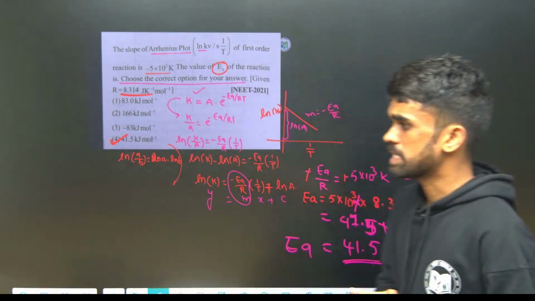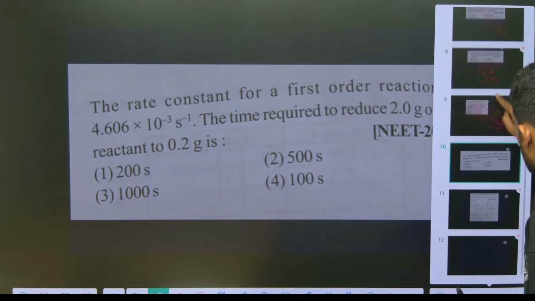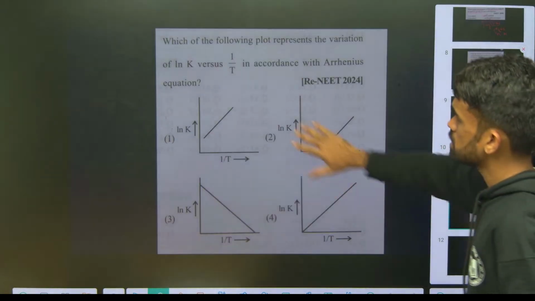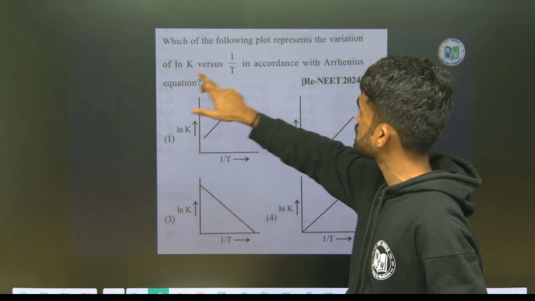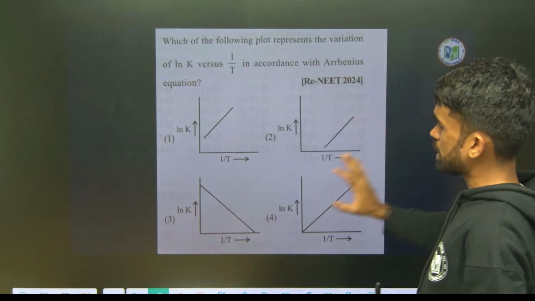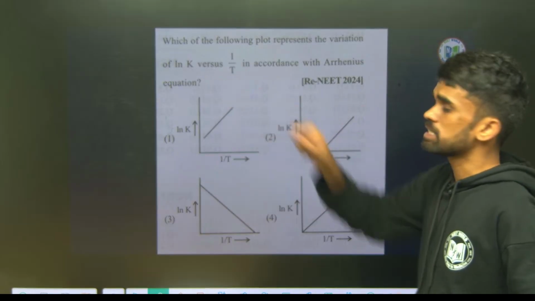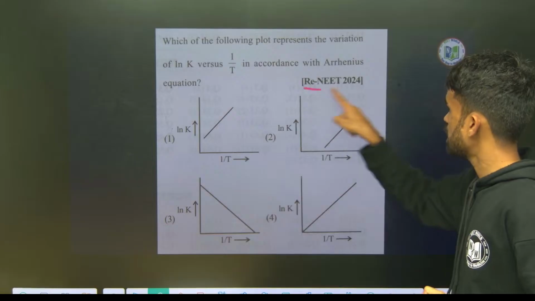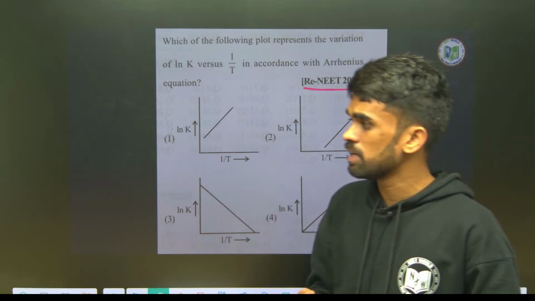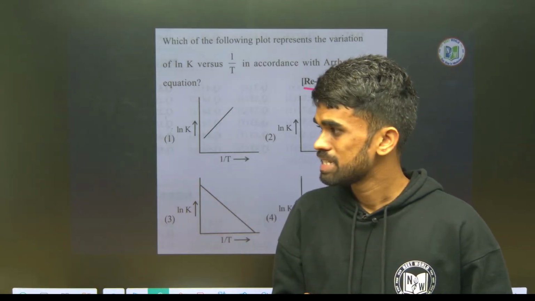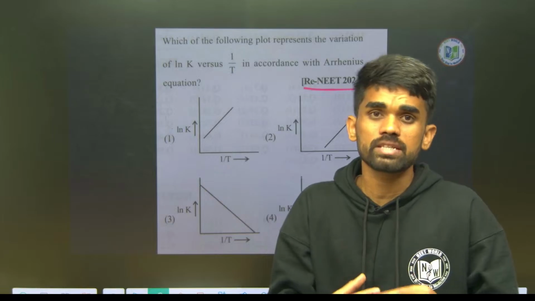Yeah. Next, I will be showing you that question, wait. Yeah. So look at this same question now. See, ln k versus 1 by T. What is the perfect graph? The exact graph that corresponds to ln k versus 1 by T. So this is again a question in NEET 2024. See, repeatedly they are asking similar questions. The concept will always be the same, but they will modify the way of asking the question.